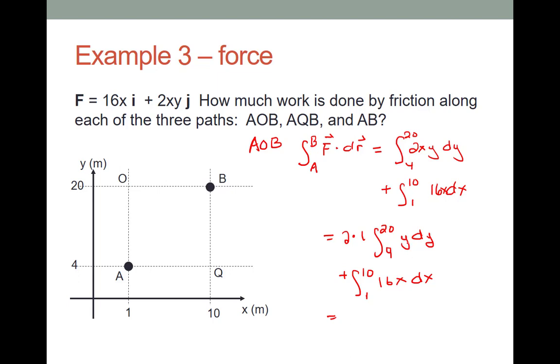Integral of just y is going to be y squared over 2, so I'm going to have 2 times y squared over 2, evaluated from 4 to 20. Integral of x dx is going to be x squared over 2, evaluated from 1 to 10. Plugging in the limits and assuming all the units work out, this ends up at 1,176 joules.